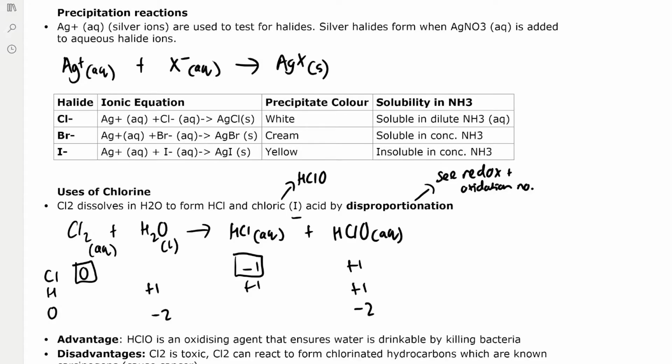So for Cl- we form a white precipitate, for bromide we form a cream precipitate, and for iodide we form a yellow precipitate. And to help us really differentiate between these precipitates, because they can be difficult to tell apart, especially silver chloride and silver bromide, we use different concentrations of ammonia. Silver chloride is soluble in dilute ammonia. Silver bromide is soluble in concentrated ammonia. Silver iodide is actually insoluble in concentrated ammonia.